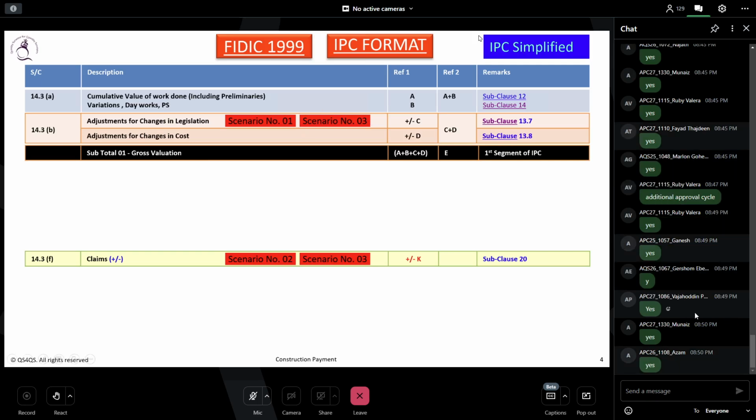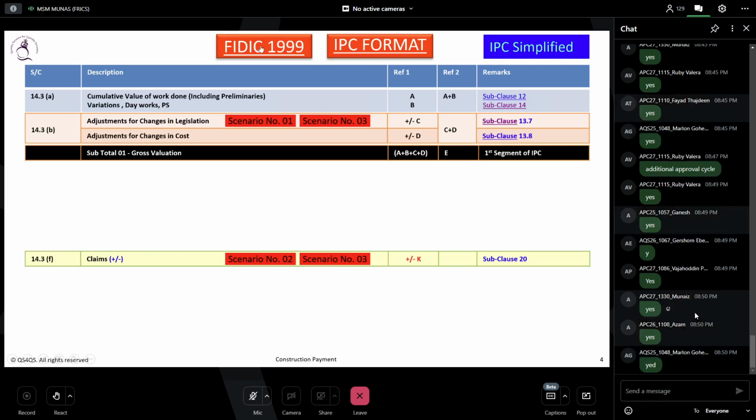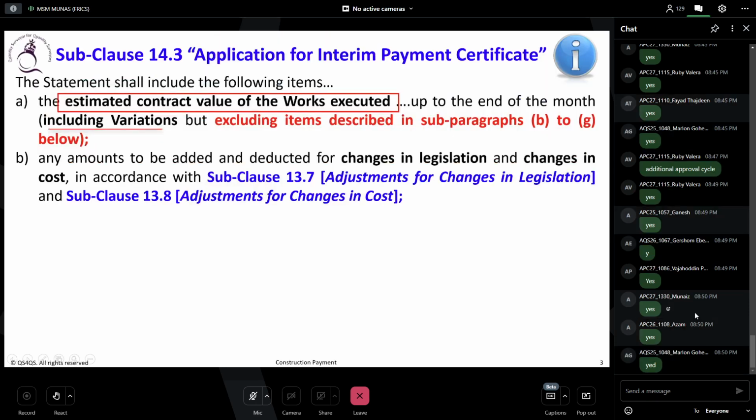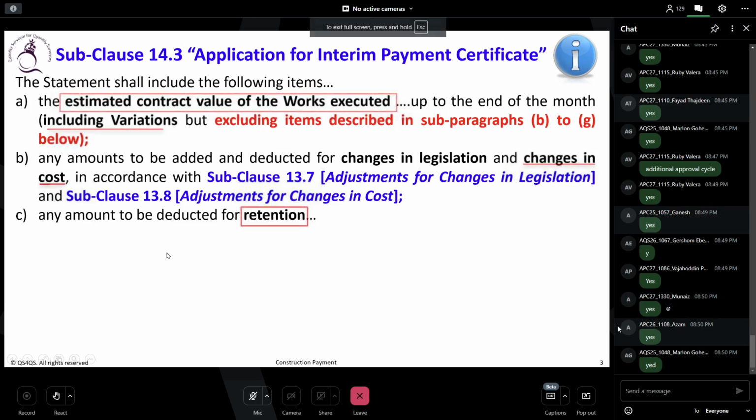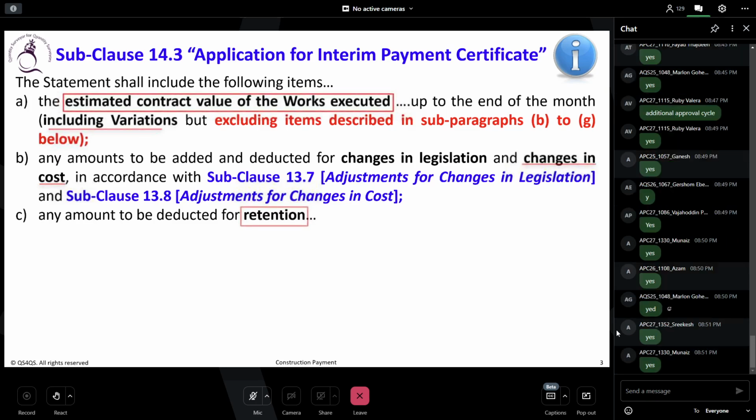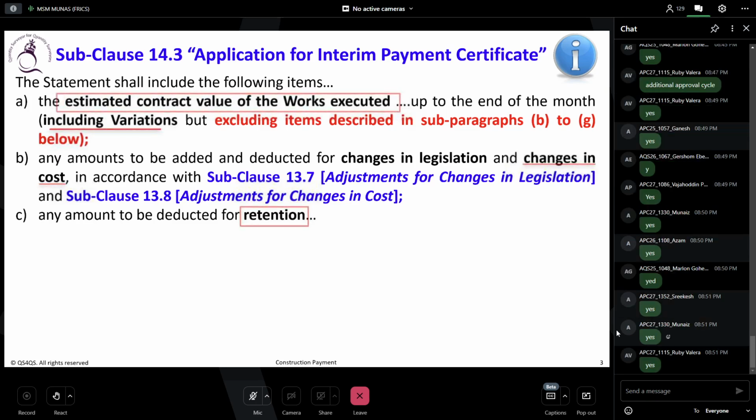Okay, let's go to FIDIC again. The third one, what FIDIC talks about is different, but we are going to talk about it here. I will go to the third one, about the retention. Do you all remember we had a discussion about the retention? Anyone recall it? Yes or no? We had a lecture under which subject?